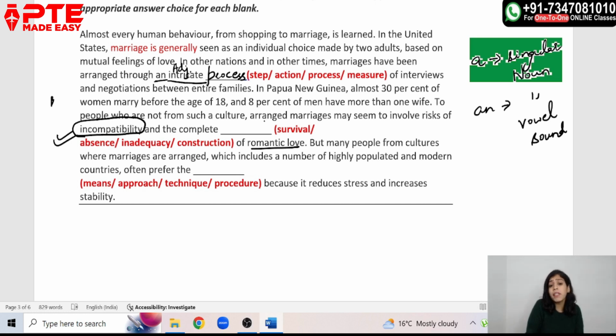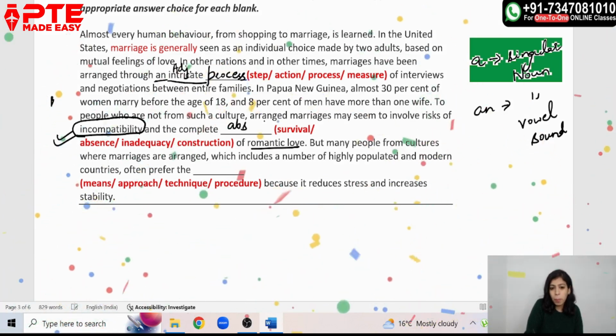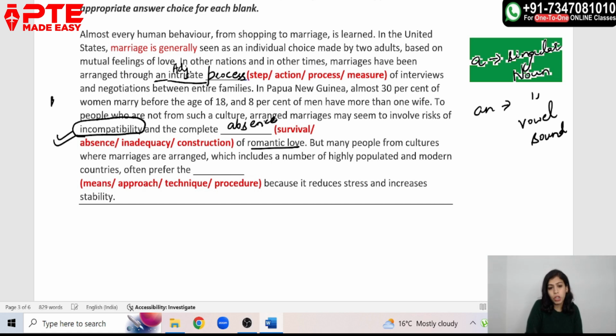So it cannot be complete survival when they have already used some negative word. It can be some negative word only, the complete dash. So some noun is going to come. Incompatibility is also a noun. So complete absence of romantic love. When there is incompatibility, there cannot be construction of romantic love or survival of romantic love. It can be complete inadequacy or complete absence, but it is complete. That's why we have used absence of romantic love.